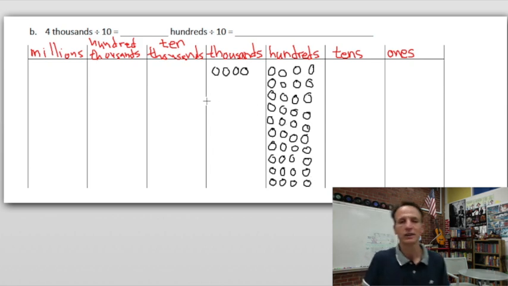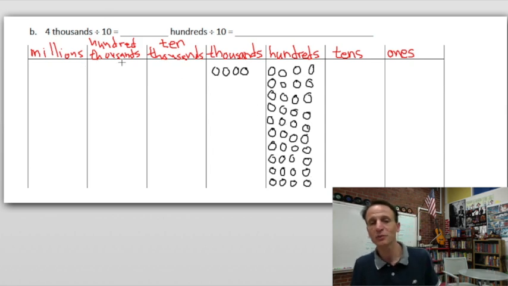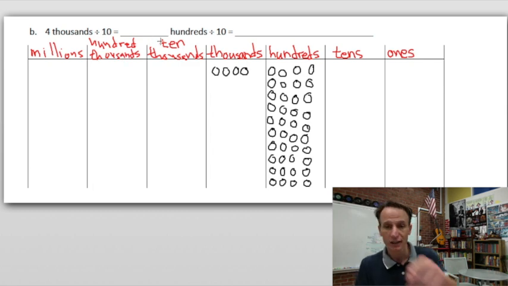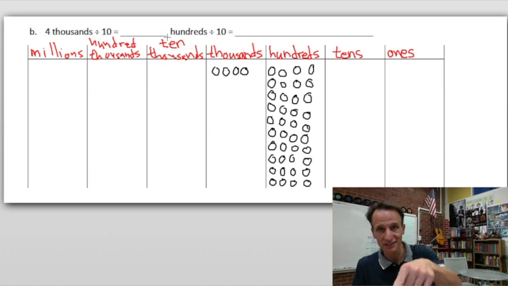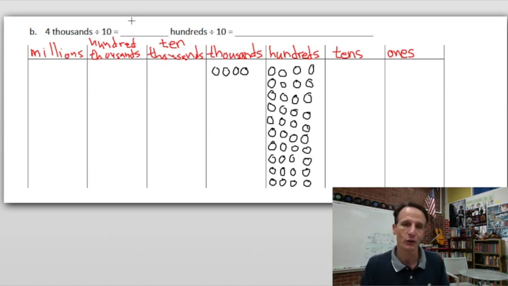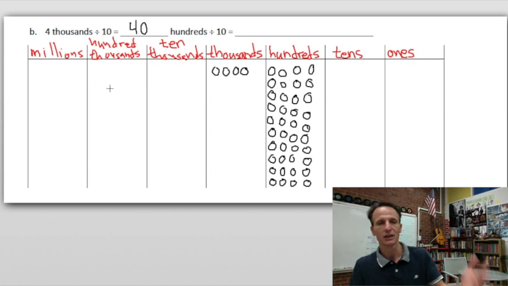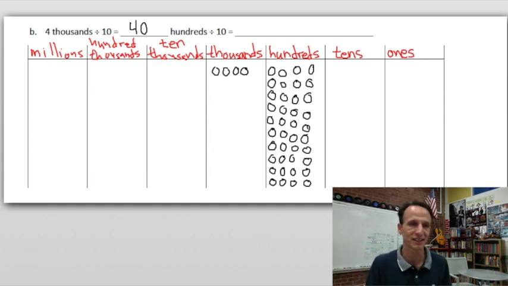Now, 4,000s divided by 10 is the same thing as saying, well, how many hundreds divided by 10? How many hundreds do we have there? 10, 20, 30, 40 hundreds. So all we've done so far is we have not divided. We've just unbundled. We've made an equivalency. We've said 4 thousands is the same as 40 hundreds. Now, my little friends, we are going to divide by 10.